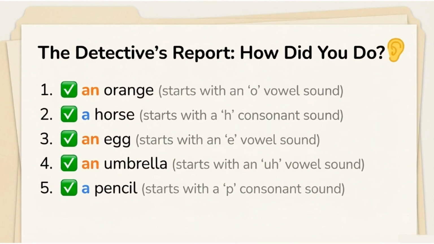Here is the detective's report. Check your answers. An orange, a horse, an egg, an umbrella, and a pencil. These choices align with the first sounds heard in each word.